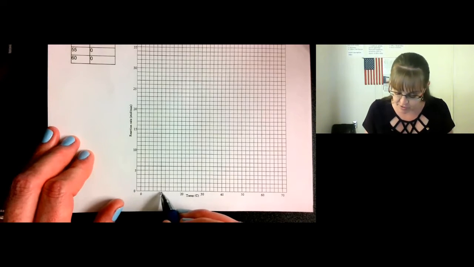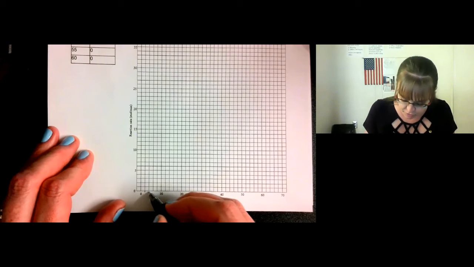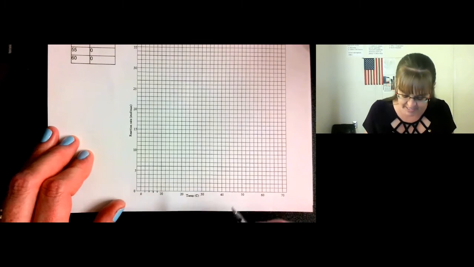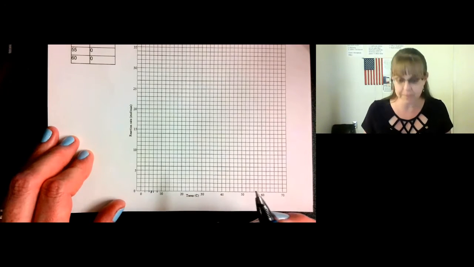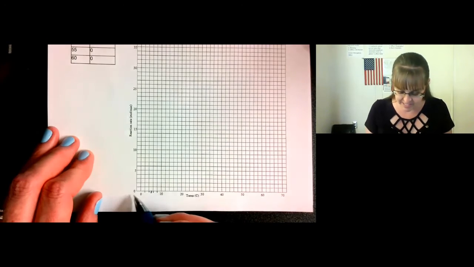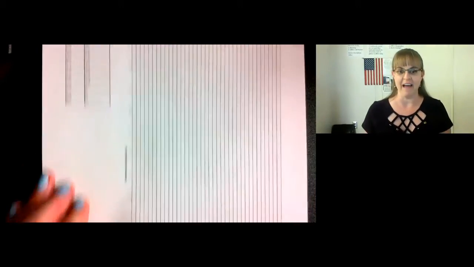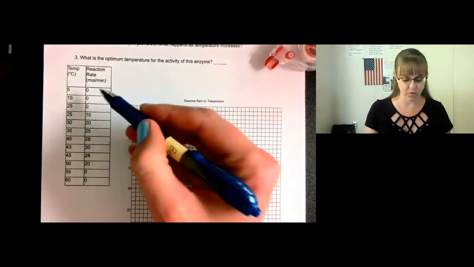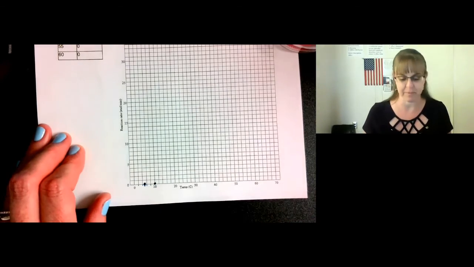Let's see, if this is 0 and this is 10, and we have 1, 2, 3, 4, 5 spaces between them, each space must be 2. So this is 2, 4, 6, 8, 10. So if this is 4 and this is 6, 5 is right between it. Then we had a rate of 0 on the y-axis, so 0 and 5, and put a dot. At 10, we also had a rate of 0, 10 Celsius, 0 up.